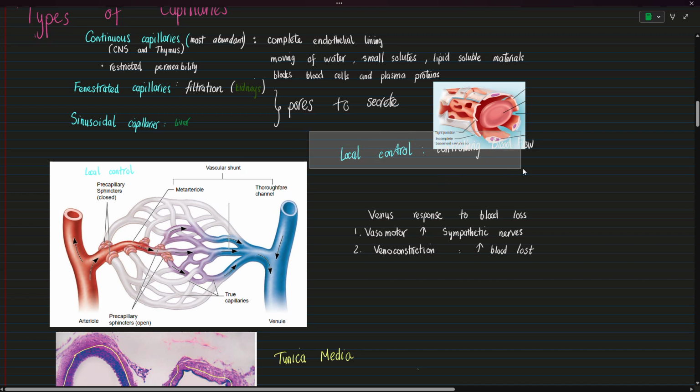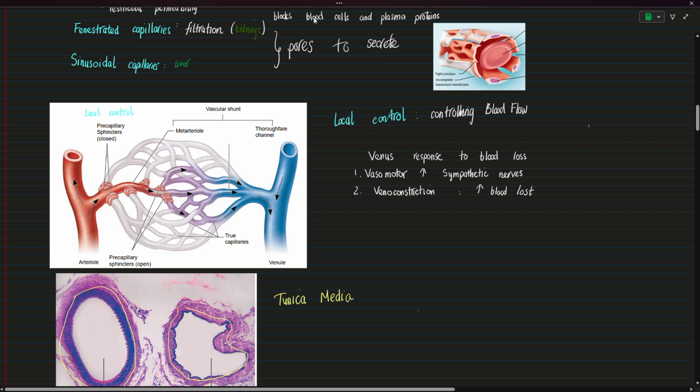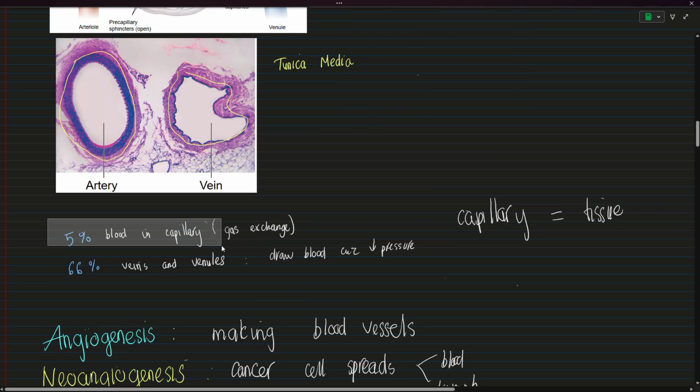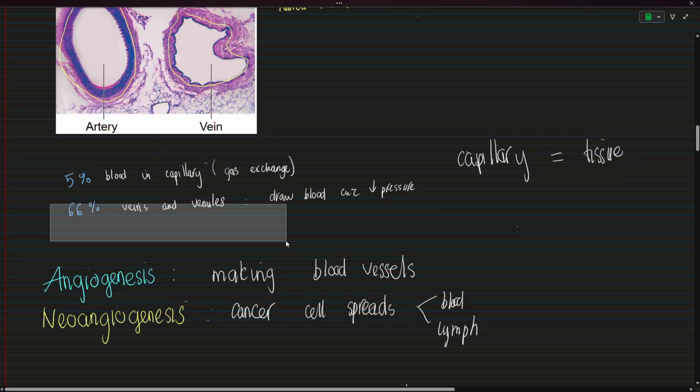In the local control of the capillary, we have the pre-capillary sphincter. It blocks blood from branching. You can either block it, or if there's a lot of blood that needs to be supplied, the pre-capillary sphincters are going to open to flood the needed area. And 5% of the blood is going to be in the capillaries, and 66% is going to be in the veins and venules. If you get a cut, blood comes from those veins and venules.